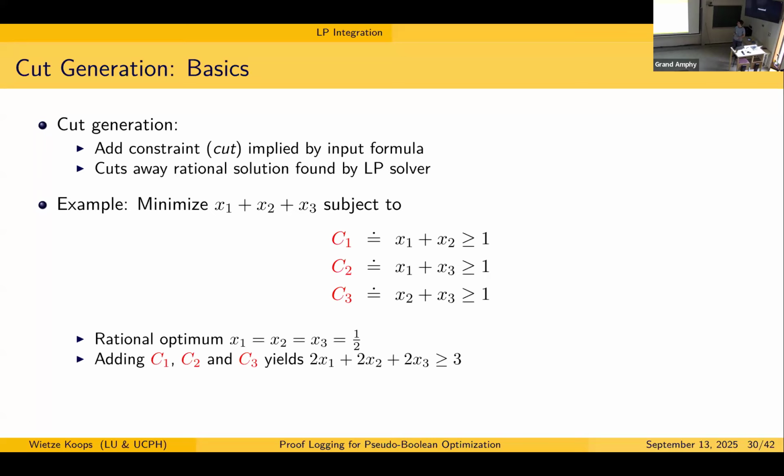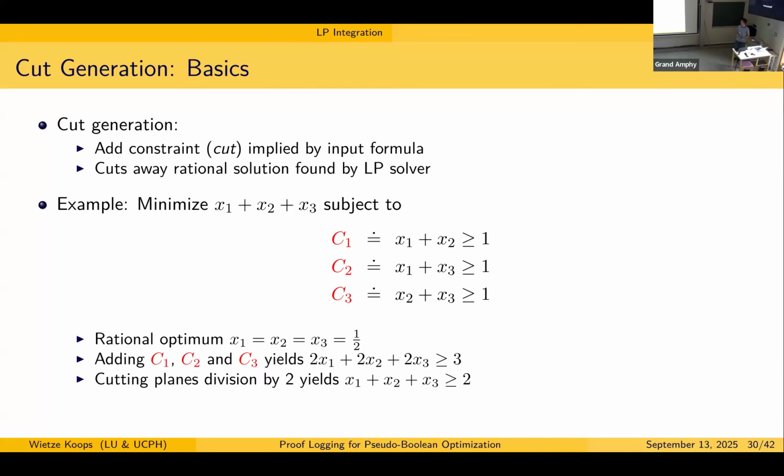And now if we add these three constraints, then we get that 2x1 plus 2x2 plus 2x3 is at least 3. Actually, over the reals, we see that x1 plus x2 plus x3 is at least 3 halves, which shows that this is indeed rationally optimal. And now to derive a cut, we're going to use our division rule. And remember that this is what allows us to strengthen constraints over the integers, and it doesn't follow over the reals. So if we divide this by 2, then x1 plus x2 plus x3 is at least 2. And then again, we can write this in a verifiable way.